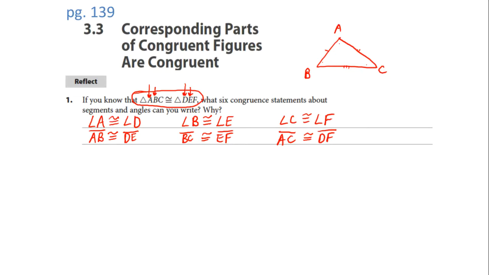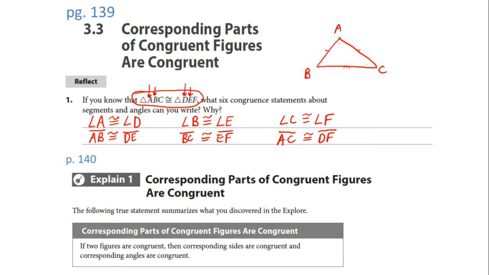And basically, just to summarize this, on page 140, we have corresponding parts of congruent figures are congruent. It says that if 2 figures are congruent, then the parts that match up are equal to each other. Congruent means the same in every way, same size, same shape. And so we can say that the little pieces of one are the same as the little pieces of the other. So we can use that to answer some questions.